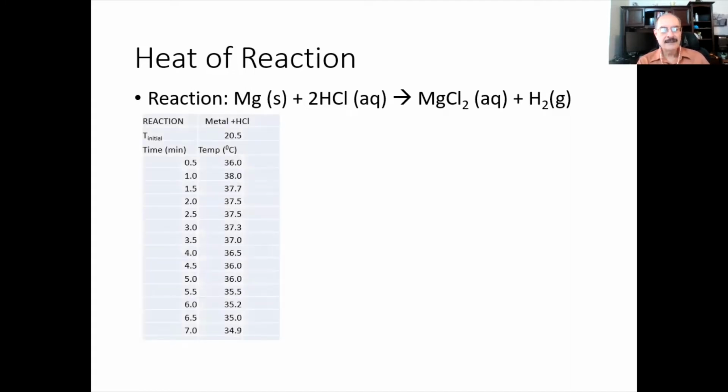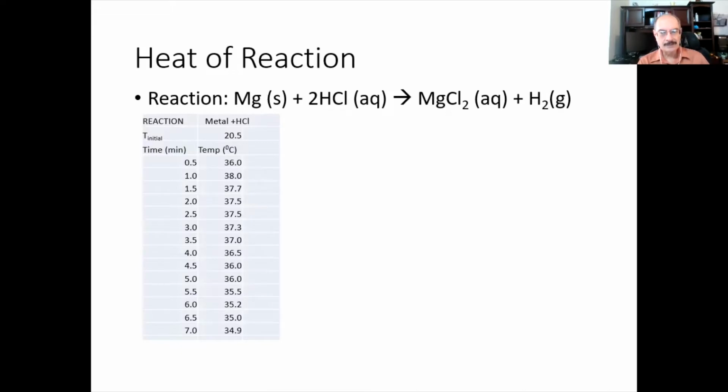And as we said, you're going to start at a certain temperature of your solution of HCl. You're going to promptly add a pre-measured amount of magnesium metal. And then you're going to track the temperature change that happens over a space of about 7 minutes, taking the temperature every 30 seconds.